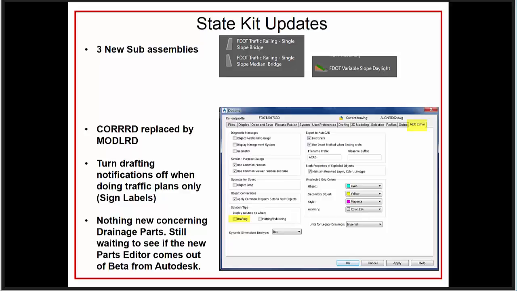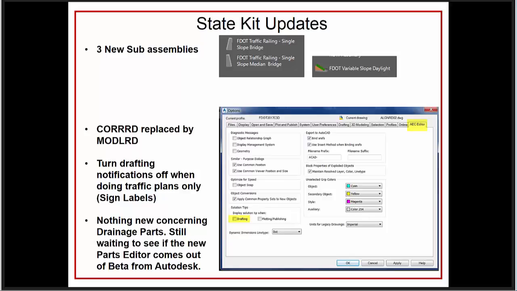Turn drafting notifications off when doing traffic plans. I'll go over that shortly. What we discovered is that as you're labeling your signs, a little warning icon comes up. And if you cut off your drafting solution tips, this is from your options, that warning will go away. And this is only for traffic plans because you want to keep that on for every other design, which will warn you if your alignment or profile is out of standard. Okay?